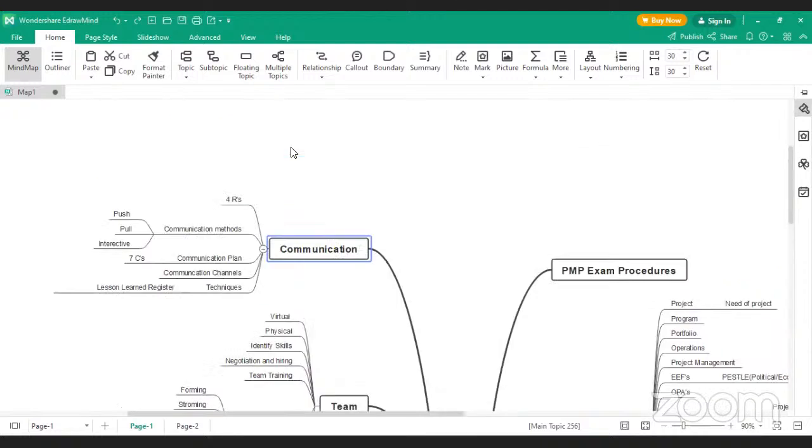Yeah, in communication we have mainly 4 R's, and also we have communication methods like push communication, pull communication, and interactive session. And we have communication plans. In that, we have 7 strong C's, and we have a communication channel. You can find it out by the formula n(n-1)/2, and we have some techniques also. By this we are considering the lesson learned register, and some others also.